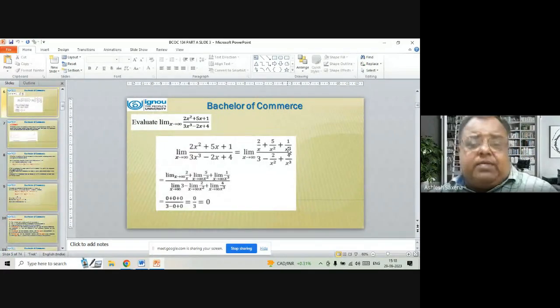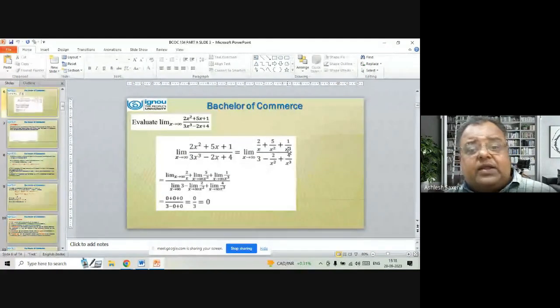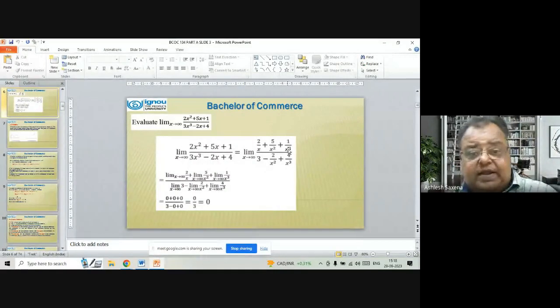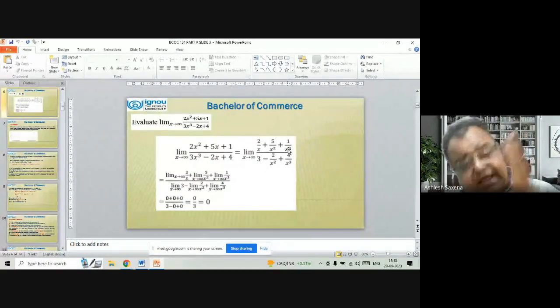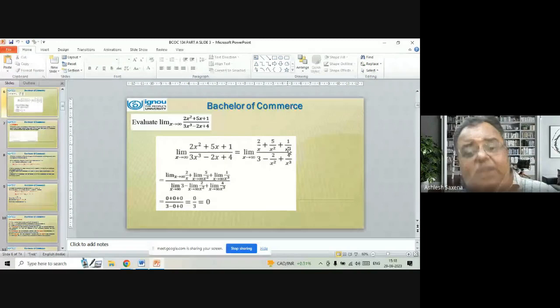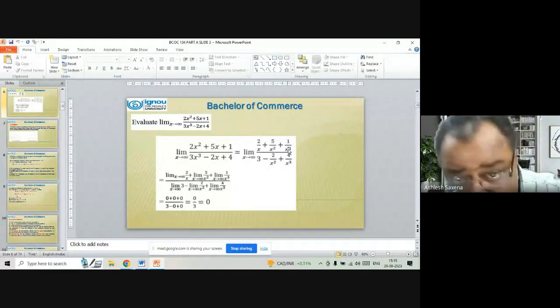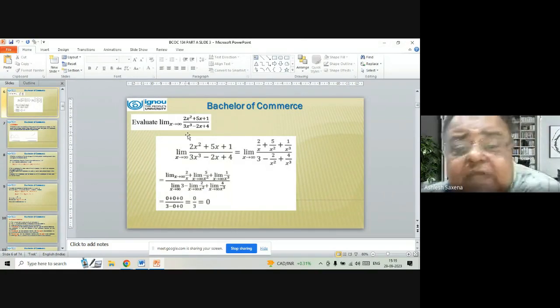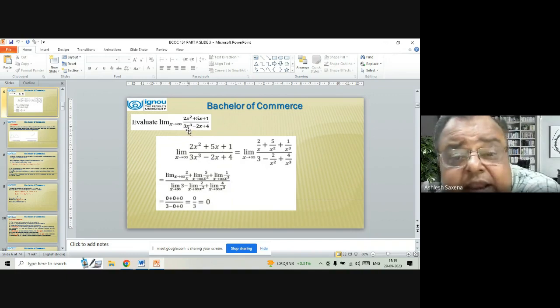The third problem is, if you see that in the limit section, it is x tends to infinity, and there is a numerator as well as a denominator. Now, what we will be doing? Find out the terms which have the maximum power. Here in the numerator, maximum power is x square, and in the denominator, it is x cube.